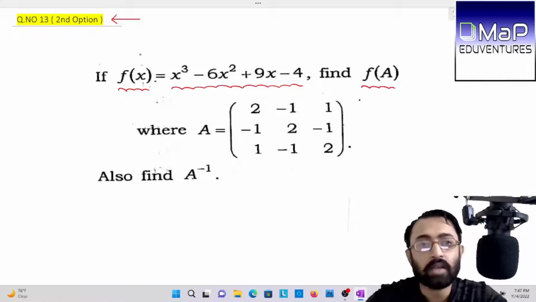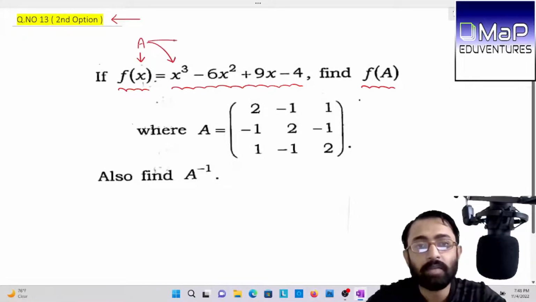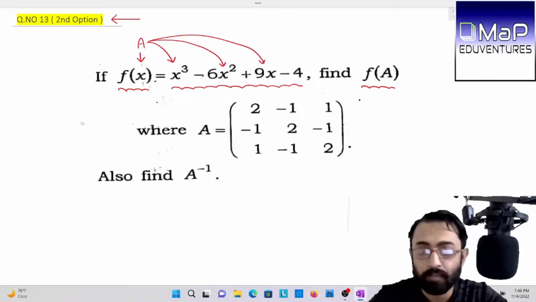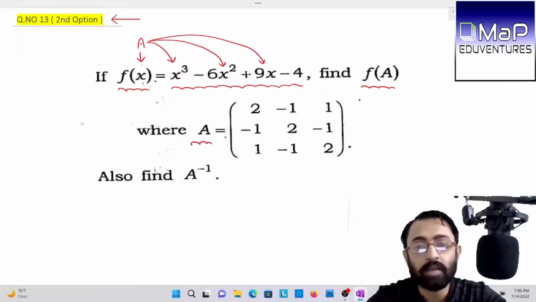Then obviously, if I replace x with a, then the same has to be replaced on all the x. Wherever there is an x, we have to replace it. Now, what is a? Where a is a matrix of order 3 cross 3, and a is your matrix.